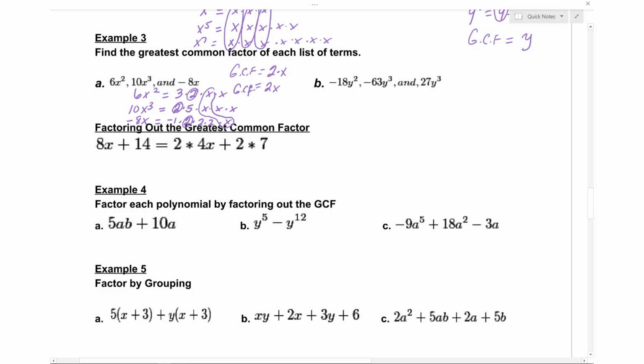Now if we look at the next expression, we have 8 times x plus 14, and we want to factor out the greatest common factor. We know that 8 is 2 times 4 times x, plus 2 times 7. We know that the greatest common factor is 2. That is the GCF. So when we factor out a 2, we're left with 4x plus 7. So this is called factored form.